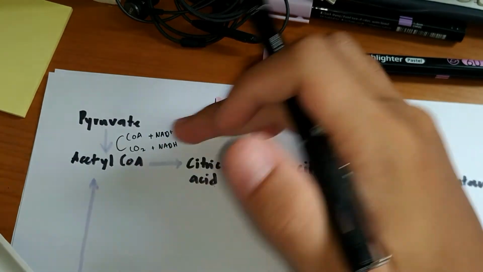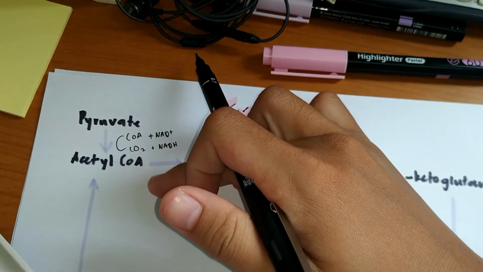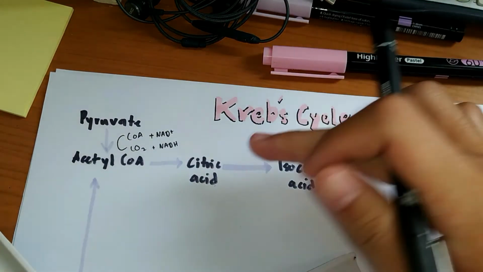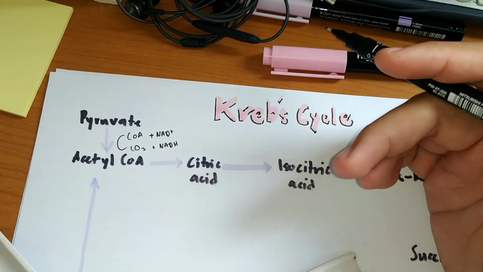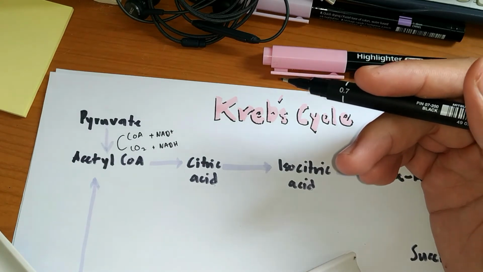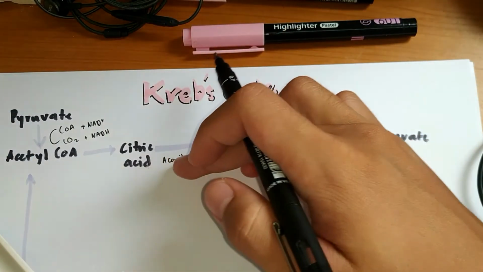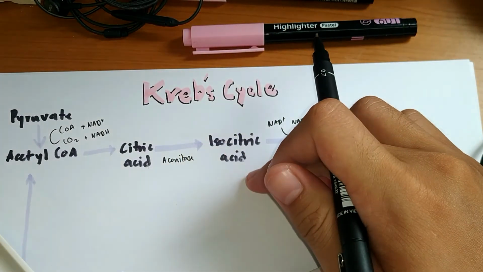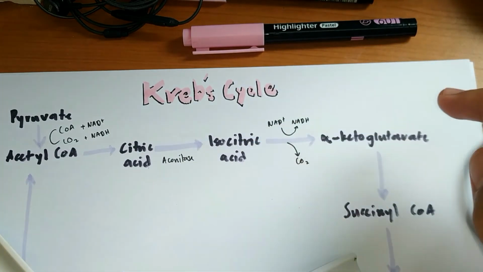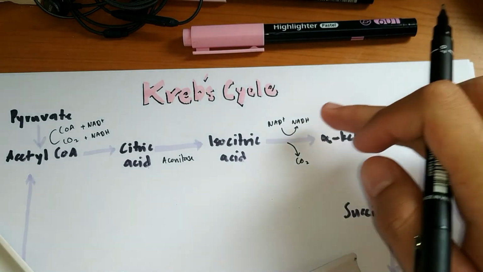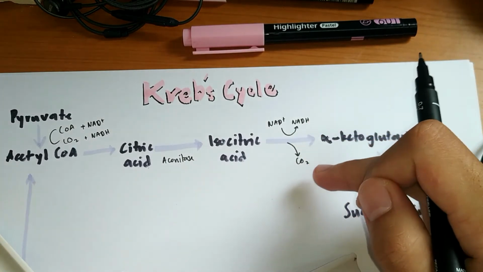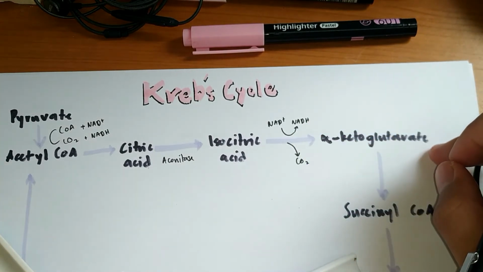form the acetyl-CoA. And the acetyl-CoA will then react with the oxaloacetate, which will form citric acid. That will be the beginning of the Krebs cycle. The citric acid will then be transformed into isocitric acid when reacted with aconitase. Between isocitric acid and alpha ketoglutarate, the NAD+ will be converted into NADH. Meanwhile, there will be a release of carbon dioxide as the reaction proceeds.